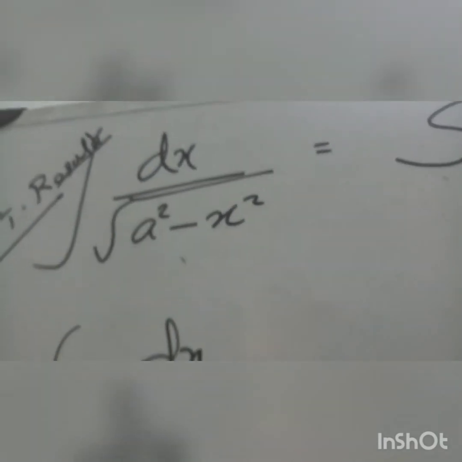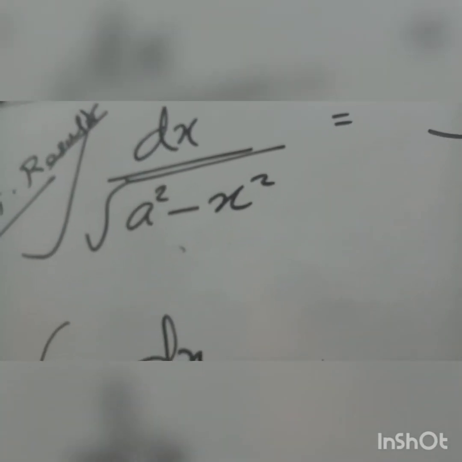Next, we have to discuss three more important formulas. The first one is integral dx divided by root of a square minus x square. Here the denominator contains a square root symbol. The answer of that one is sine inverse x by a plus c.